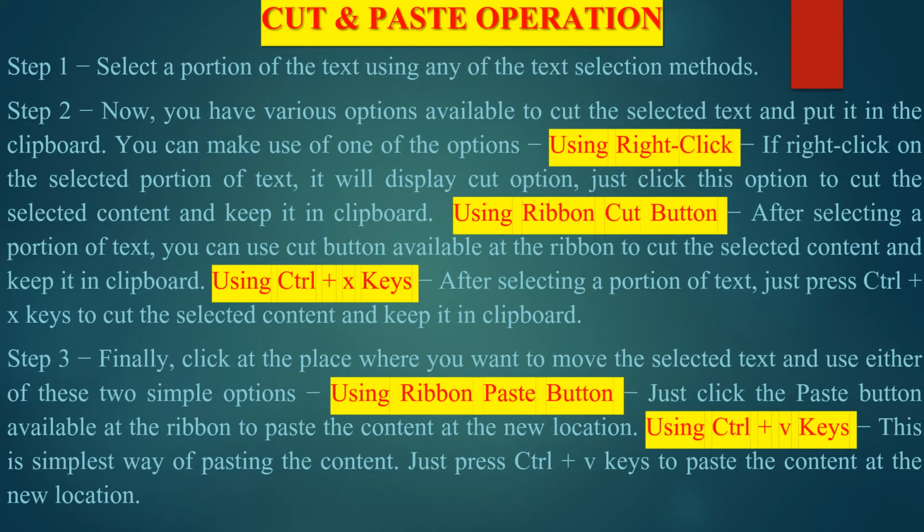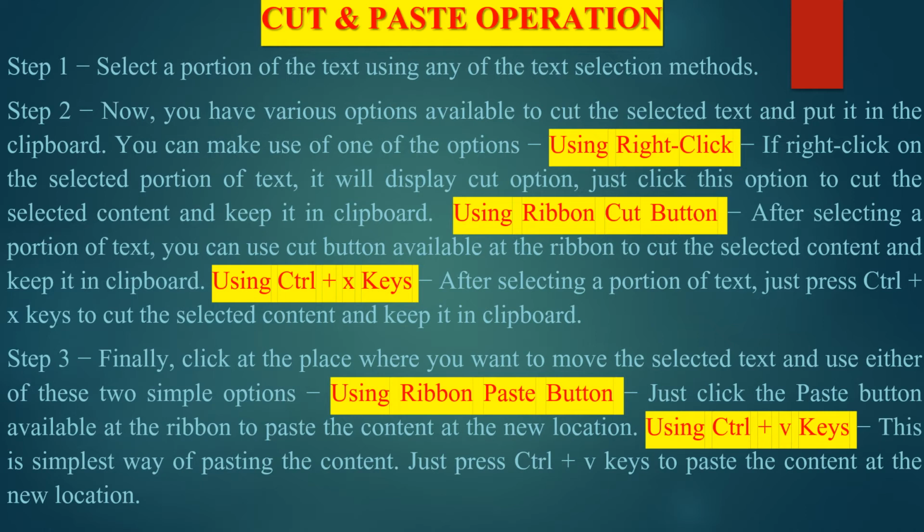Using the ribbon cut button. After selecting the portion of the text, you can use the cut button available at the ribbon to cut the selected contents and keep it in the clipboard. Using Ctrl plus X keys. After selecting a portion of the text, just press Ctrl plus X keys to cut the selected content and keep it in the clipboard. Step number 3.